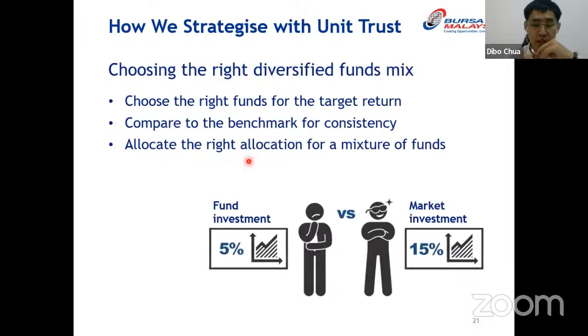And then the third step. Once you have your return objective clear, and once you choose how to allocate your capital, maybe in lump sum or in a dollar cost averaging approach, the third important part is to choose the right diversified funds. Diversification is the key thing.